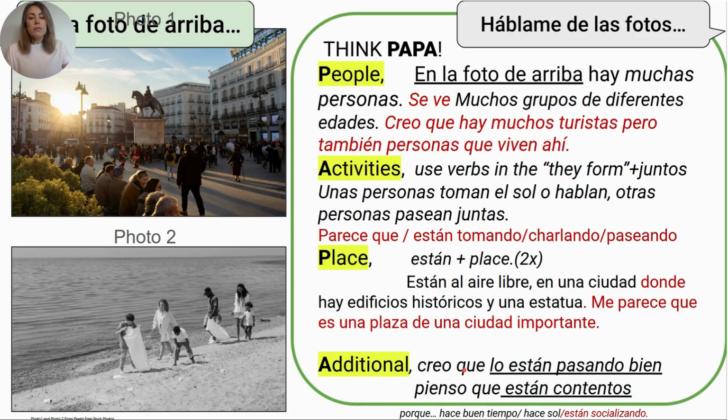Additional, creo que lo están pasando bien porque hace buen tiempo. Pienso que están contentos porque hace sol. Higher. Creo que lo están pasando bien porque están socializando. They are socializing. ¿Vale? And then we will continue reading our notes.